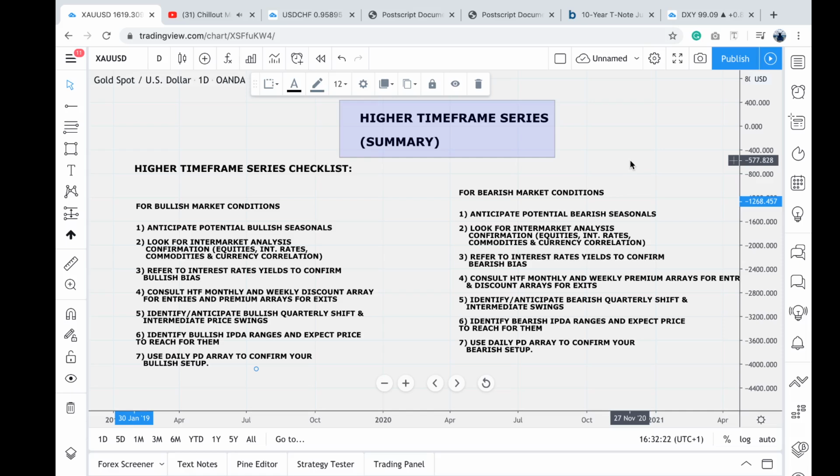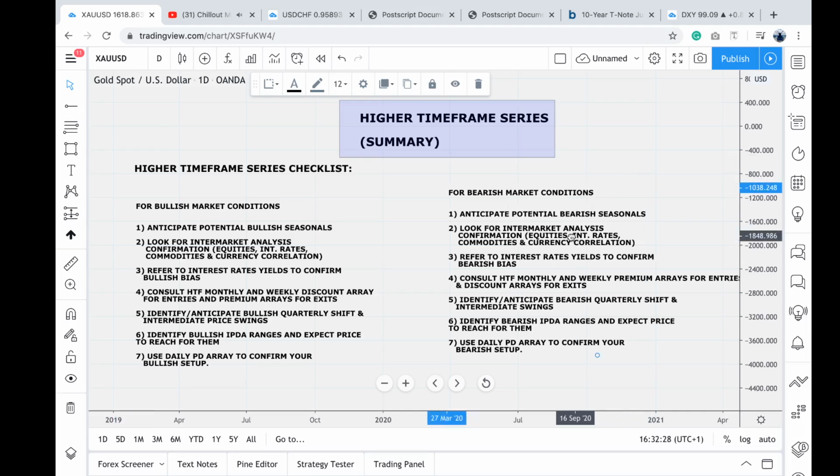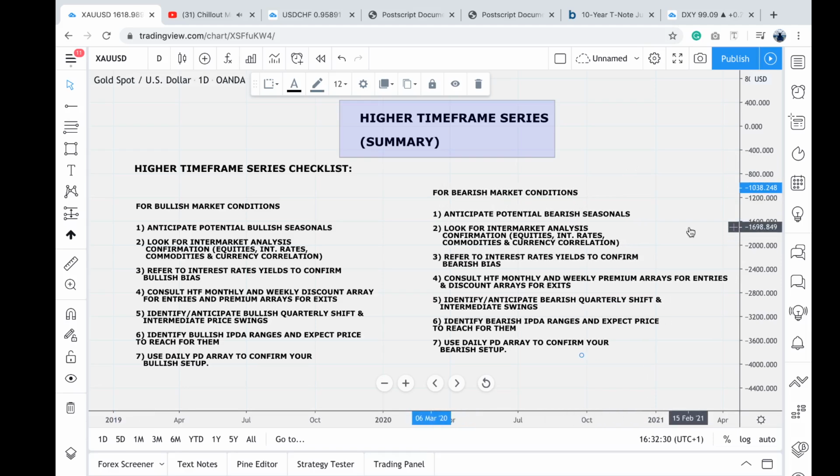Okay. So number 4, you want to consult your higher time frame monthly and weekly premium arrays for entries. Let me shift this to the side. So you want to confirm your higher time frame monthly and weekly premium arrays for entries, and then you're looking for your discount arrays for exits, because remember, you're looking for a bearish market move. So if you want to base off that bearish market move on the higher time frame, you're looking for a premium level to base your entries around, then a discount level to base your exits around.